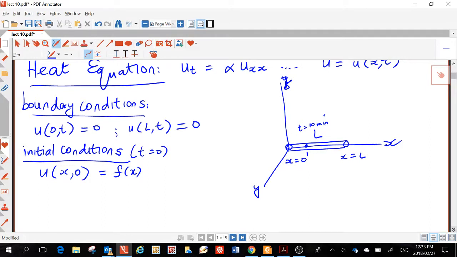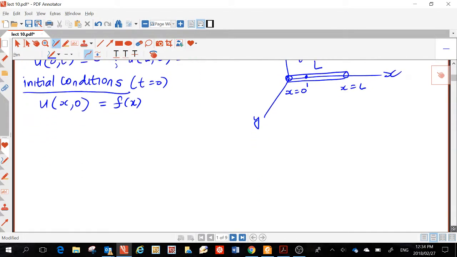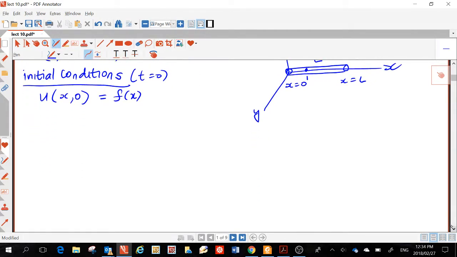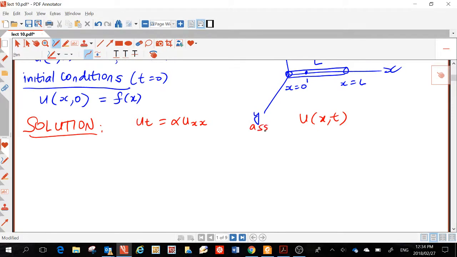Now we're going to crank it out. You really don't have to understand the logic behind it, because now we're going to solve the mathematical problem. So the solution. The equation is u_t equals alpha u_xx, solving for u(x,t). It's very hard to solve a partial differential equation, so sometimes we have to make some assumptions. In this problem, we're going to assume separability. Assume that the x and t variables separate.